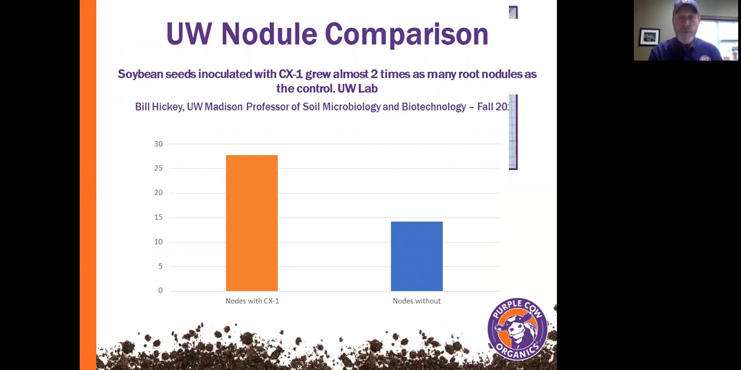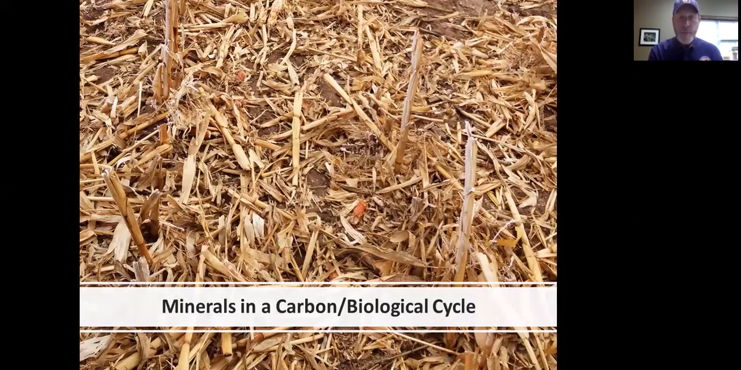This is a University of Wisconsin study that had nodulation using CX1 as liquid biological, and we saw almost a doubling, 100% increase in nodulation. Again, that's going to transform to nitrogen credits in future crop years, as well as enhanced crop yield and development during this season.